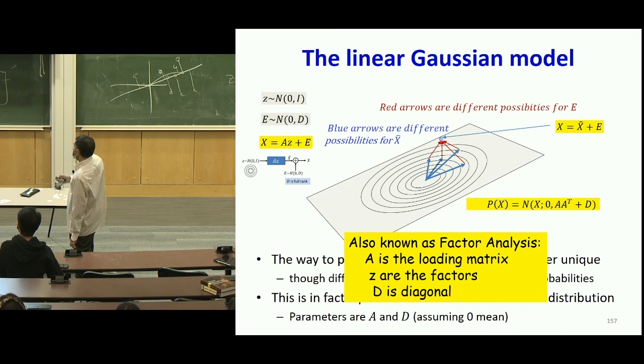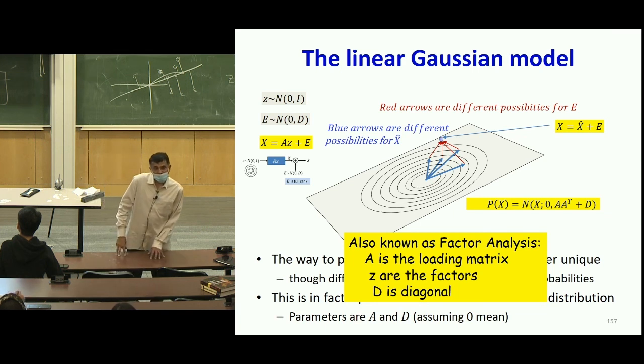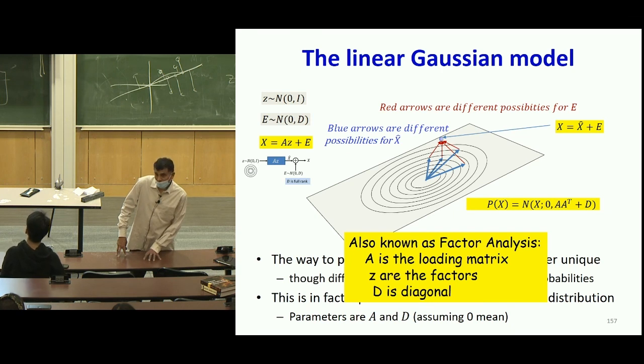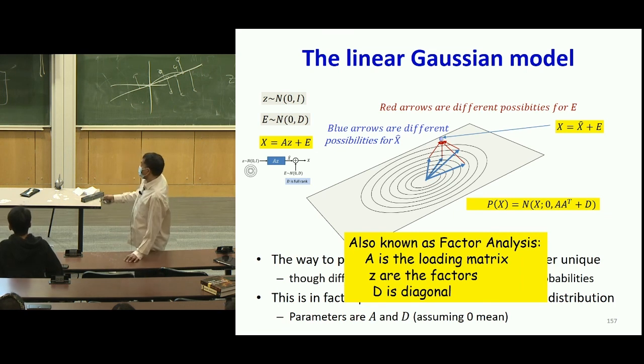So this is also called factor analysis. A is the loading matrix, Z are the factors, D is diagonal. We will continue with this, and this will take us to autoencoders in the next class. Basically, if you've understood principal component analysis, you've understood autoencoders. If you understood PCA and EM, all autoencoders do is to replace this A over here with a neural network.